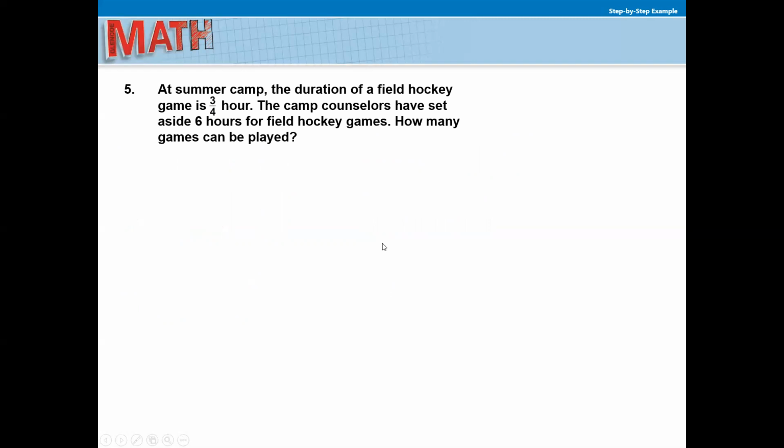Number 5, at summer camp, the duration of a field hockey game is 3/4 of an hour. The camp counselors have set aside 6 hours for field hockey games. How many games can be played? We read it one time to get the gist. I'm going to read it again to see what numbers they're comparing. At summer camp, the duration of a field hockey game is 3/4 hour. So one game is 3/4 of an hour. They've put away 6 hours to play. How many games will fit into 6? How many times will 3/4 go into 6, or what is 6 divided by 3/4?